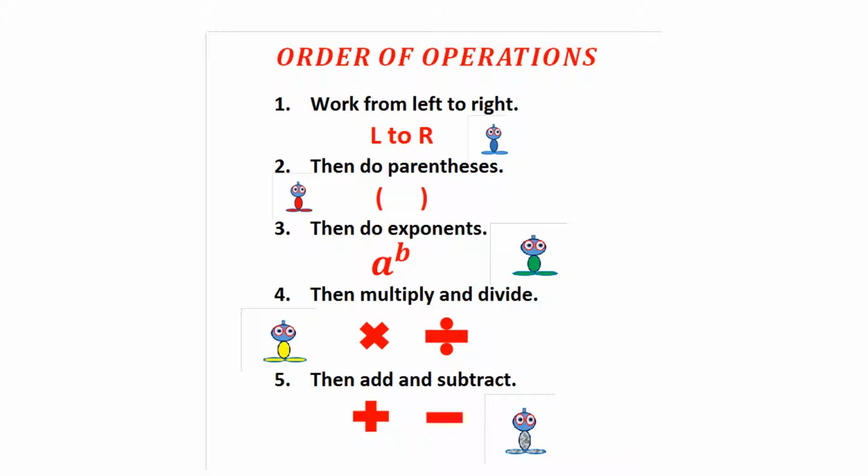Then, as we read left to right and do things in parentheses, then we do exponents. Now exponents look like a to the b power. Examples would be 2 to the third. That means 2 times 2 times 2, that's 8. Or we could have 5 squared. That's 5 times 5, 25. Okay, after we do exponents, then we multiply and divide as they occur left to right. And then after we multiply and divide, as we still read left to right, we get to add and subtract. And we'll have some examples showing how these rules work.